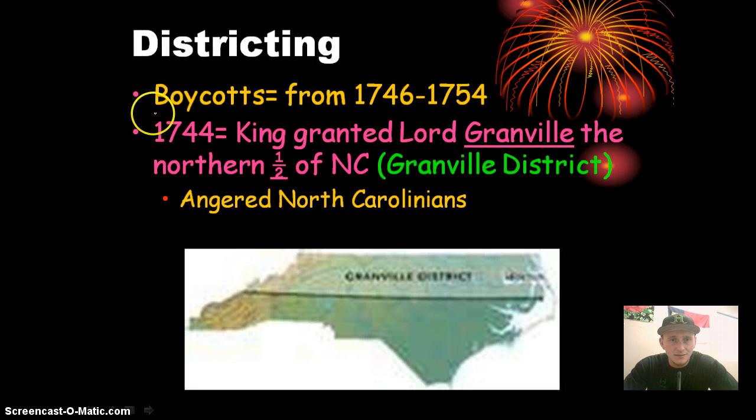Okay, districting. The boycotts lasted from 1746 to 1754. The king granted Lord Granville. No, he is the other Lord Proprietor that didn't sell the land. All right, king's gonna grant him the northern half of North Carolina. This is the Granville District along that line. Northern half's called the Granville District.